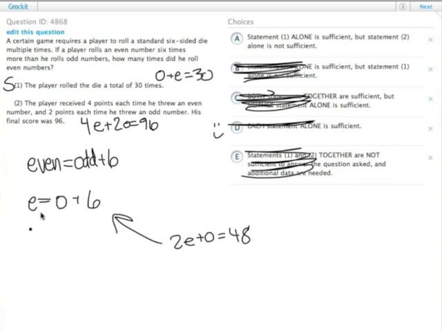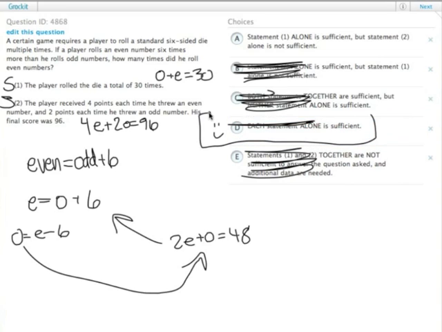And again, we would say that O equals E minus 6 and substitute that value in there, and then we would have the number of times he got an even number. So I'm extra sorry I crossed off answer choice D inadvertently, because that's actually the right answer. Statement 1 or statement 2 is sufficient on its own to answer the question how many times he rolled even numbers.